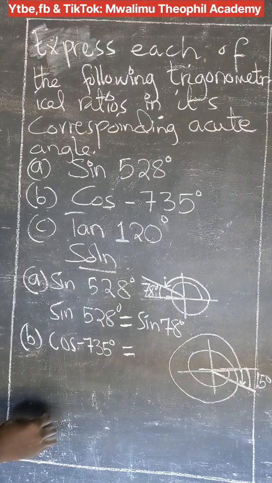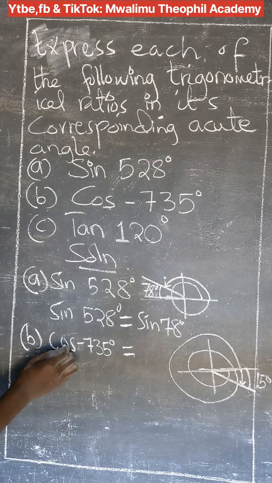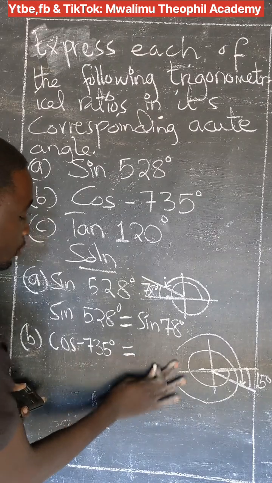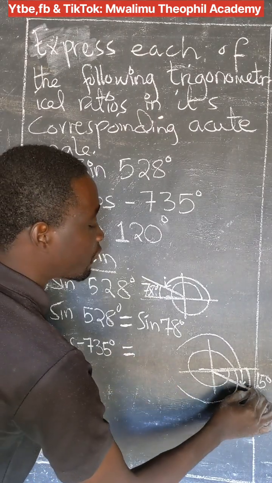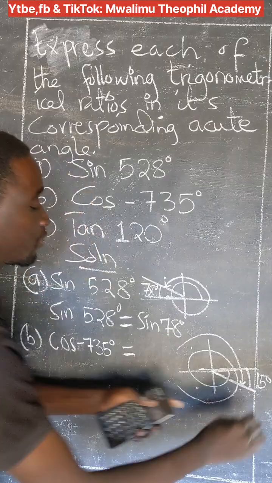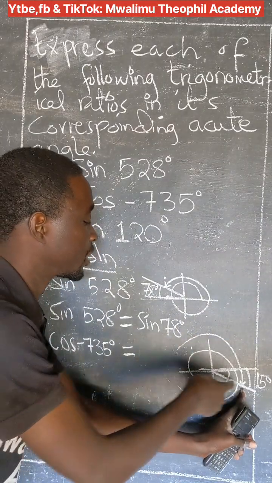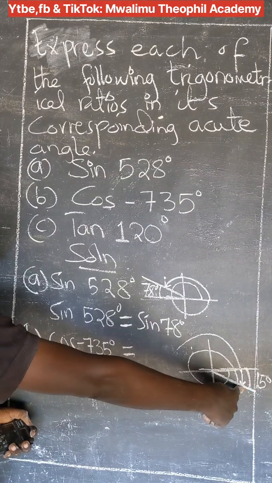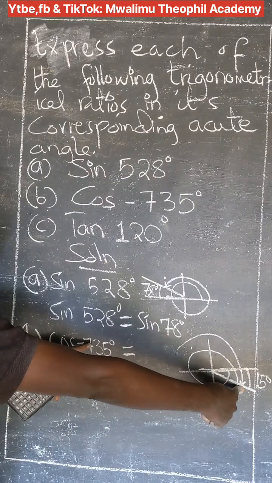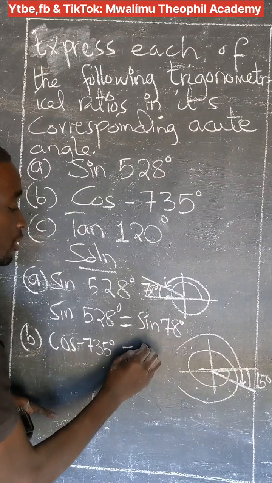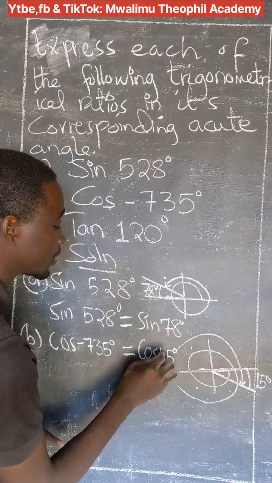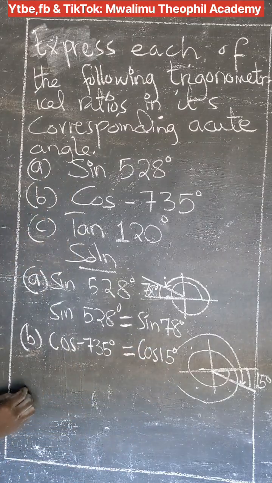So it means cosine of negative 735 will be equal to, now it is in the fourth quadrant: 1, 2, 3, 4. Fourth quadrant. Cosine, All Students Take Chemistry: cosine is positive in the fourth quadrant. So cosine of negative 735 is equal to positive cosine of 15 degrees. Now let's go to our last one, which is part C.